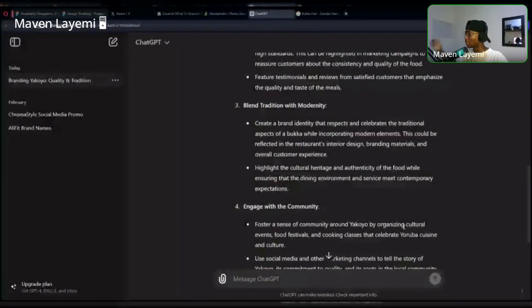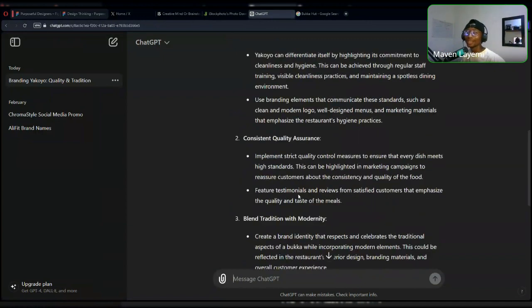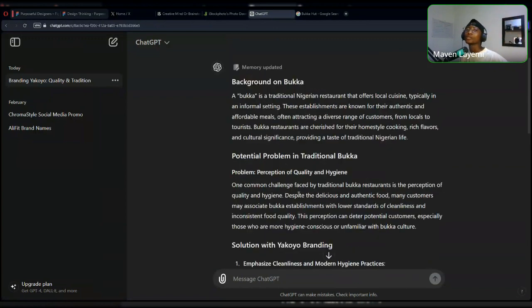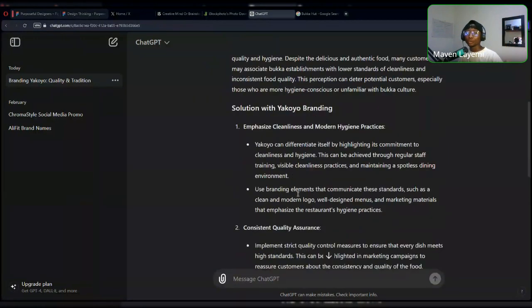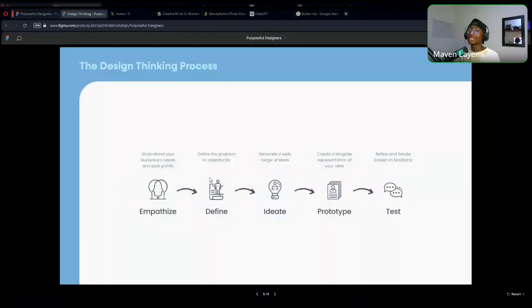I know these people. They buy the meat, and maybe their workers didn't wash it very well. They put that inside the stew, they serve you, you eat it, and you have food poisoning. So all these things are problems. All the things we are talking about are problems and solutions. From the problem, we now start generating ideas.